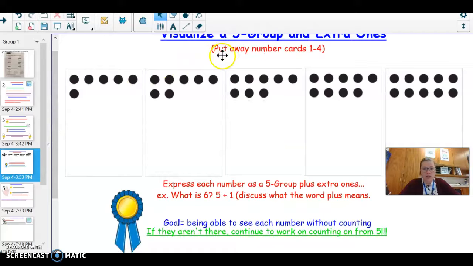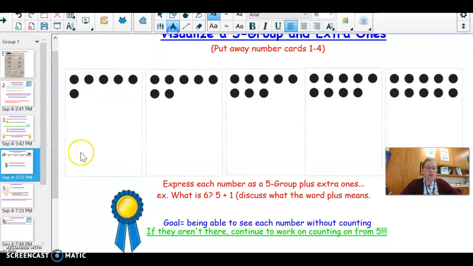Okay, so right here it says put away number cards 1 through 4. So you can make that a pile, just put it off to the side. So we're going to look at our 5 groups with our extra ones. And the vocabulary word we want to use here is the word plus. We're going to look at this word right here, plus. So our number 6 right here is actually 5 plus 1. So I'm going to write that actually. 6 is 5 plus 1.